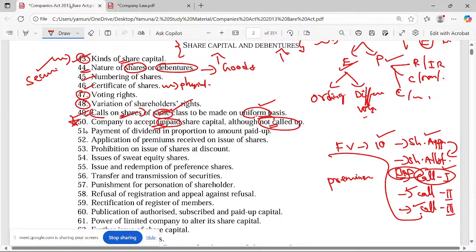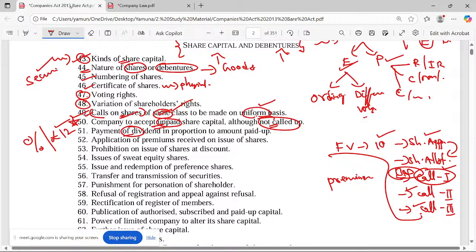Then 51 is with respect to payment of dividend. How is payment of dividend done? Usually in two modes. I'm not talking about the source. Two types. One is percentage on shares, that is, on the face value of shares. Or we can give it in rupees. I'm paying 12 rupees dividend. What's the face value? 10. But I'm paying 12 rupees dividend.